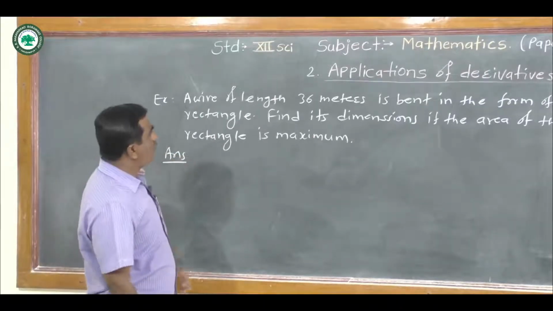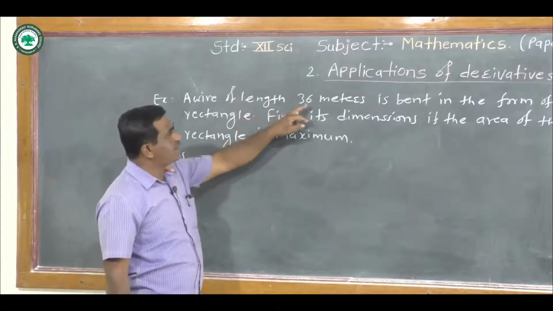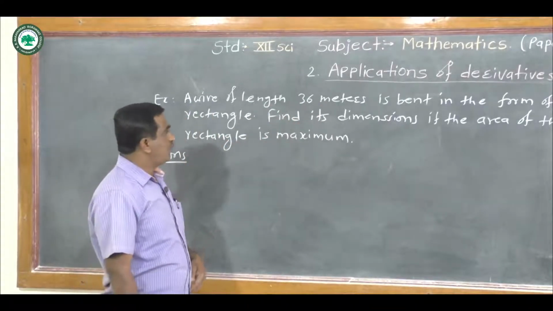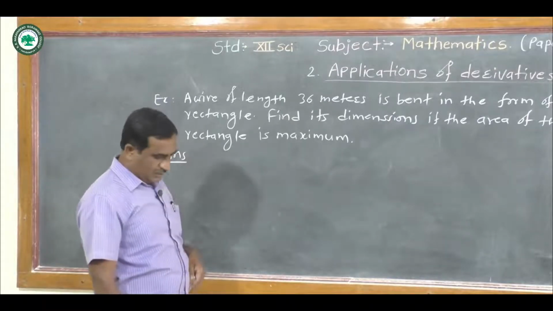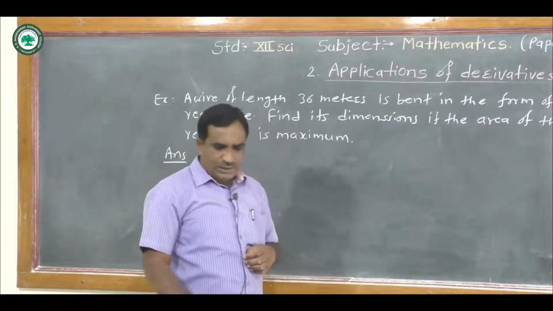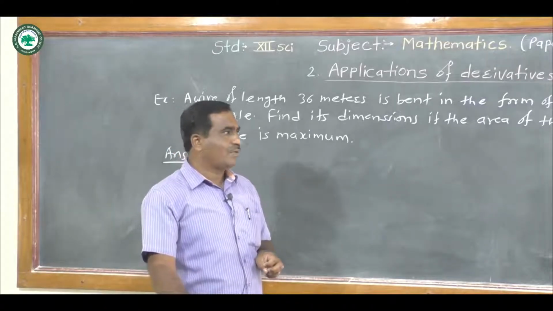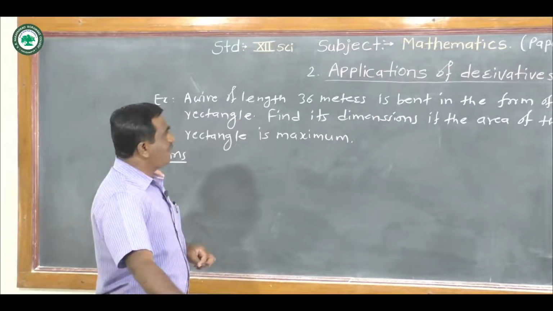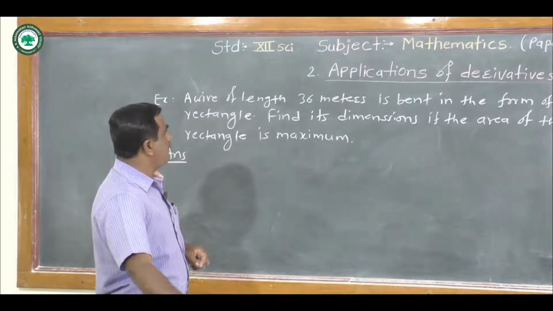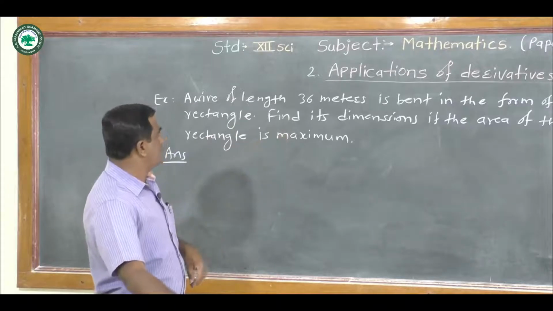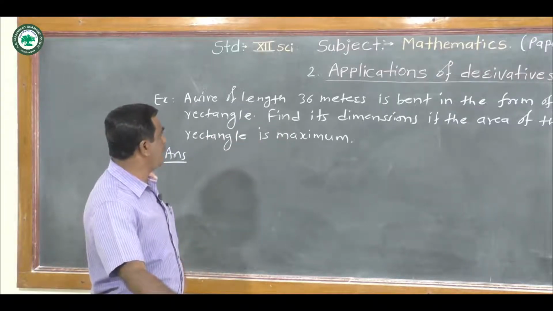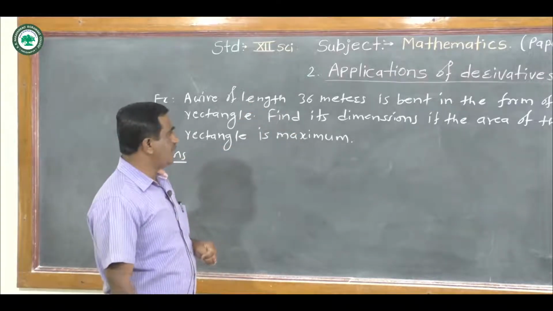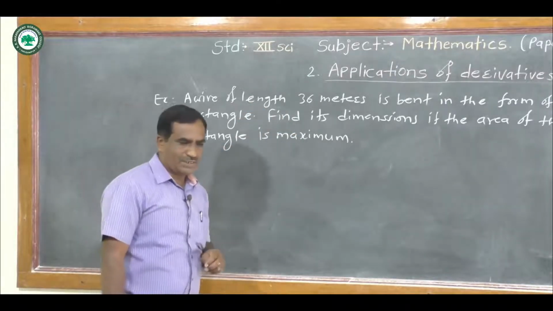Now in this example we are given a wire of length 36 meters which is bent into a rectangle form. Therefore we can know the values of length of rectangle and breadth of rectangle. Now we can consider x as the length of rectangle, y as the breadth of rectangle, and the perimeter of rectangle is 36 meters, given. Now, using this information we can write the answer for this example.